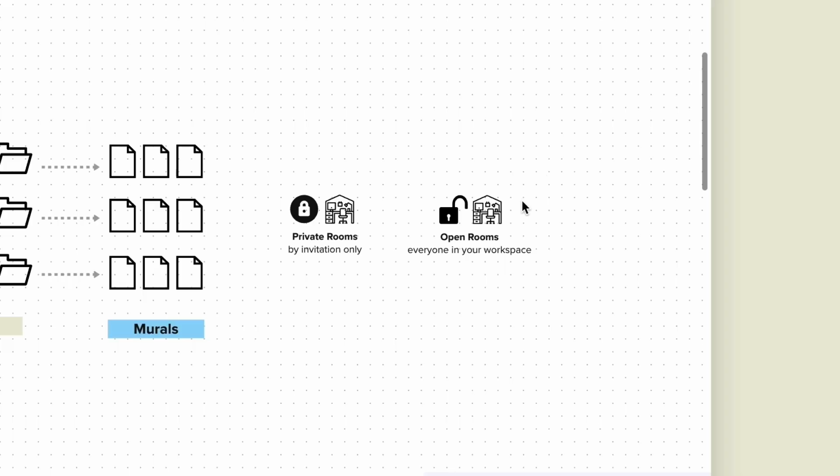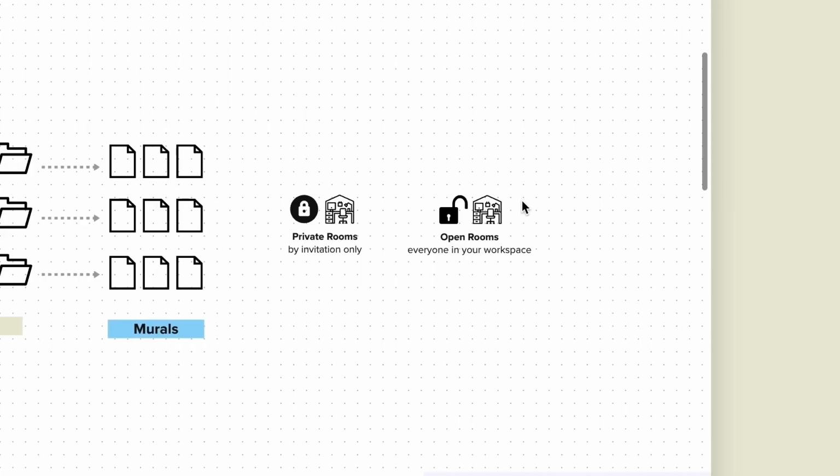One thing to note is you are able to turn a room either private or keep it public. What I mean by that is a public room, an open room, means that anyone is able to enter it from your workspace. So any of your colleagues within your company are able to tap right into that room and see the content. A private room, however, you can restrict some people from seeing it.